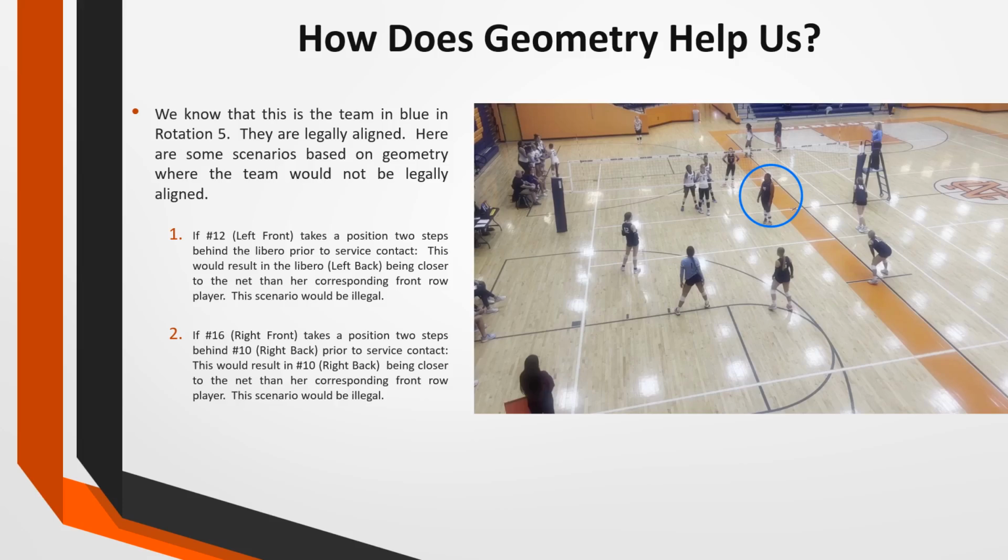You see 16, who is our right front, probably the closest player in this image to the first referee. Let's say she were to take a position 2 steps behind number 10, who is our right back, prior to service contact. This will result in number 10 being closer to the net than her corresponding right front player, who is number 16. And that scenario would also be illegal.